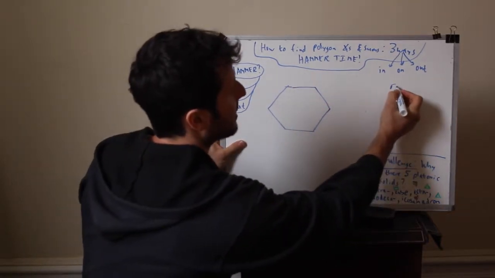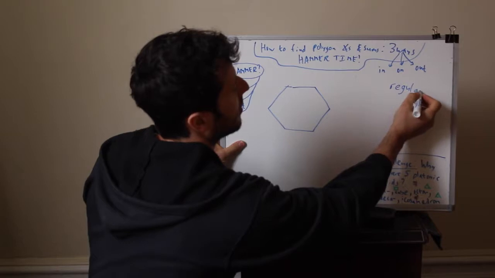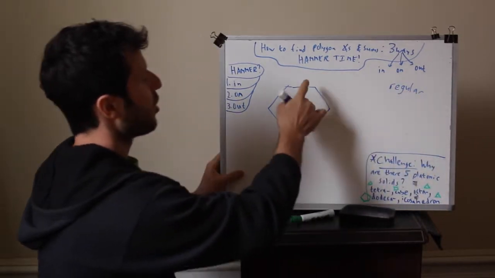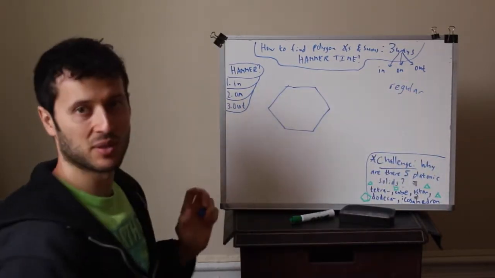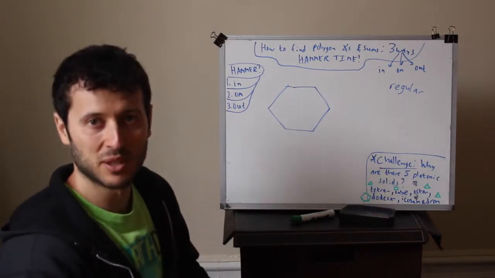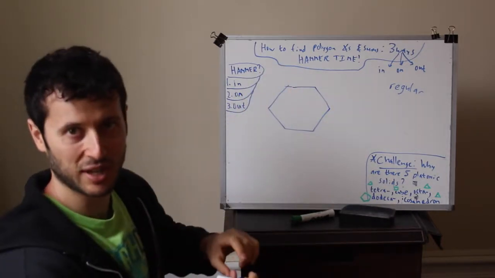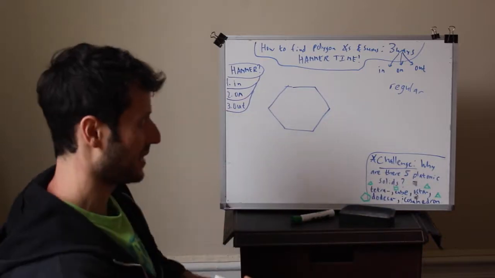So regular is a technical word. The word regular means all the sides and all the angles are the same. So in layman's terms, it just means it's a nice symmetric looking shape. So it's not an oddball polygon.